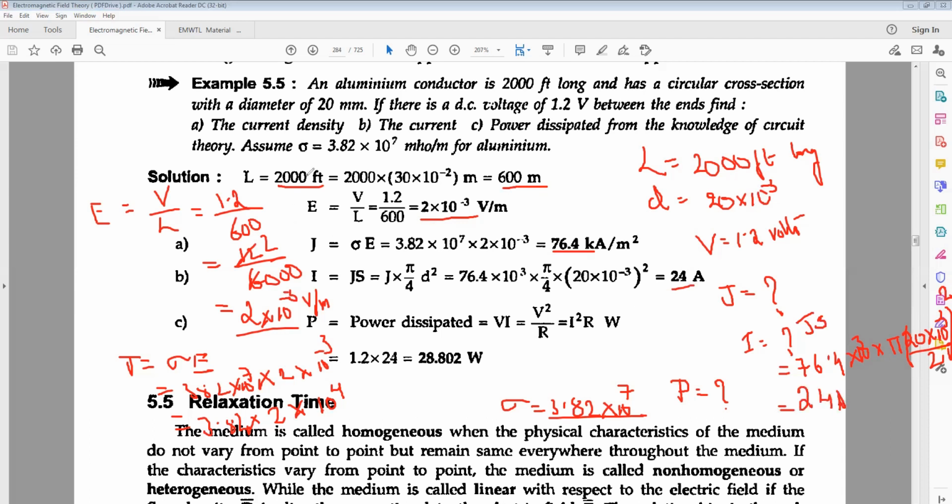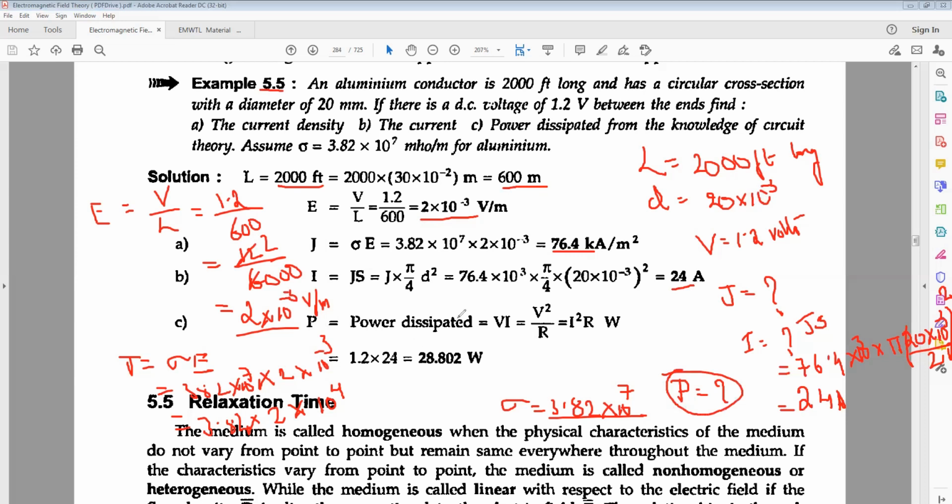Here also it's a very, very important example. Examples 5.4 and 5.5 have so many simple formulas that you can directly substitute the values and find the current density, current and so on. And the last one, you have to find out the power.